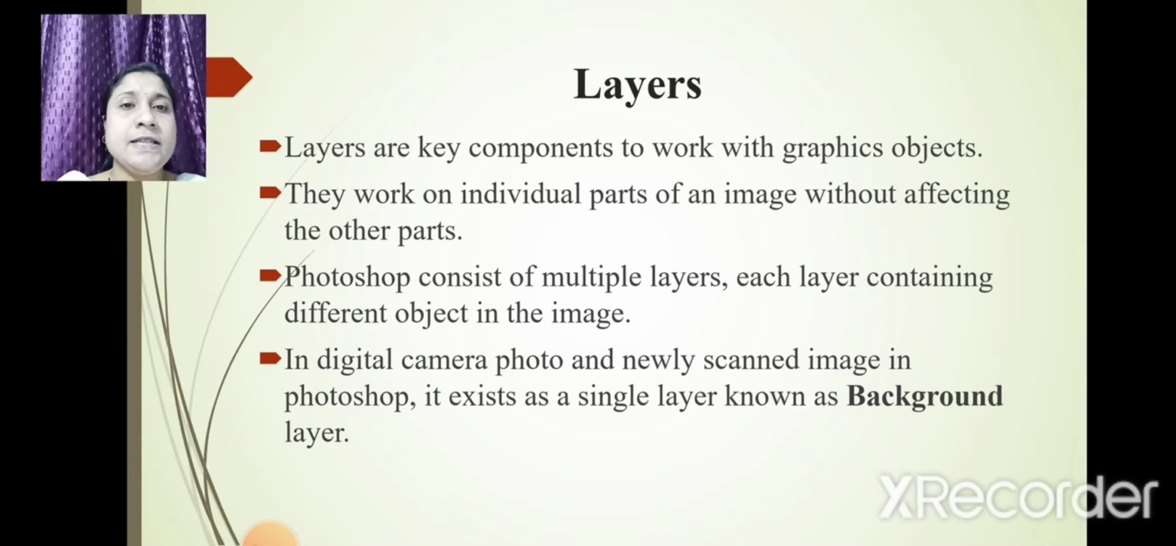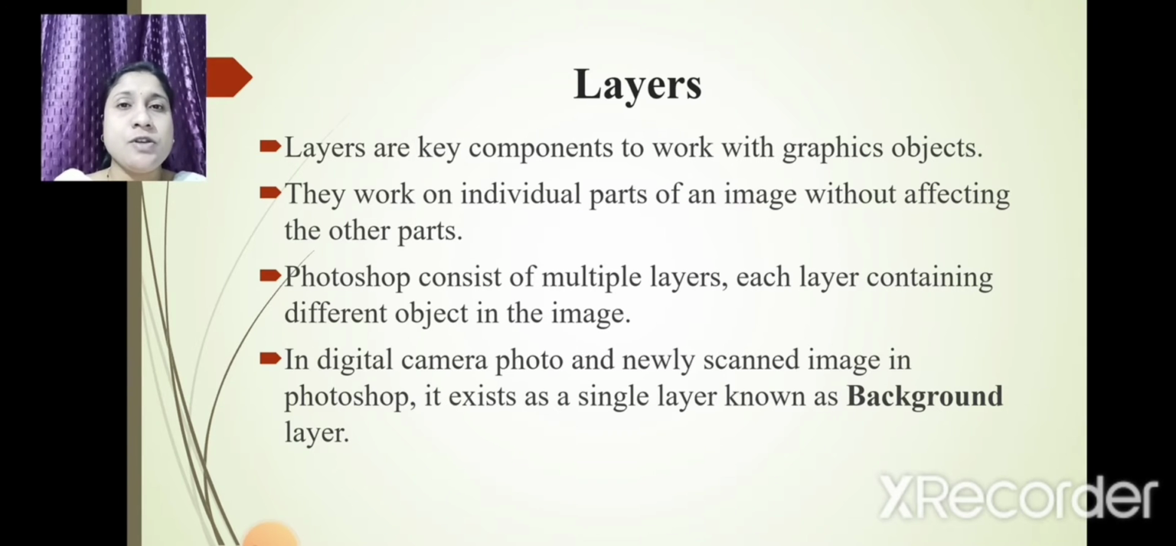Photoshop consists of multiple layers. Each layer contains a different object in the image. So in Photoshop you can have many layers, and each layer contains a different object, which means it can contain different images. In a digital camera photo or newly scanned image in Photoshop, it exists as a single layer known as the background layer. A layered Photoshop file acts like several images combined into one. You can combine several images into only one.